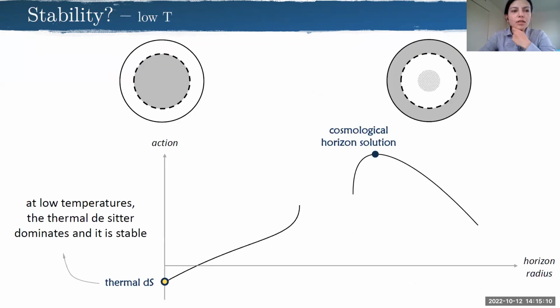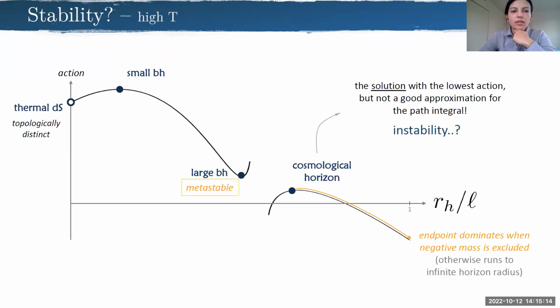Okay, so now I'm going to talk about the stability. The more interesting one is the high temperatures case. If I look at one of those curves in the action plot, for example, if the temperature is high enough, I will have these off-shell configurations that contribute to the path integral and also these stationary points. So within the family of the stationary points, we have four stationary points. The cosmological horizon stationary point is the solution with the lowest action. But this is the local maximum of the Euclidean action, not the local minimum. So this cannot give a good approximation for the path integral of the partition function.